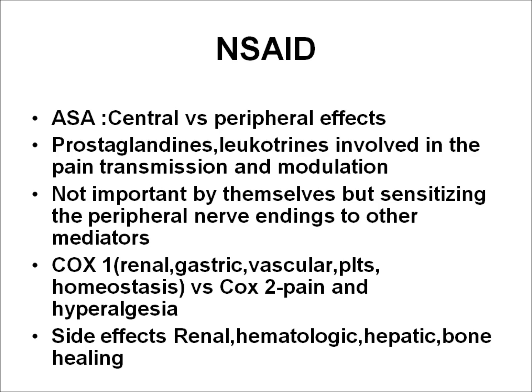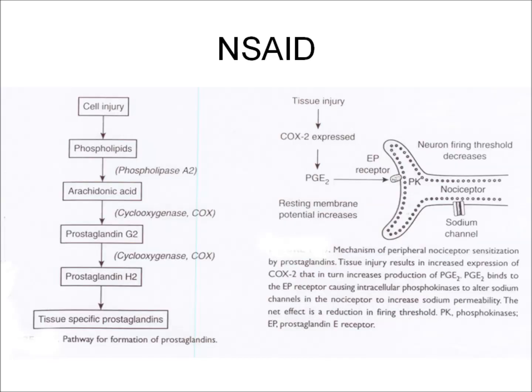We know that there are two types of receptors, the COX-1 and the COX-2 receptors. Most NSAIDs affect both COX-1 and COX-2 receptors. We do have some newer COX-2 drugs which do, however, have a small amount of COX-1 effect. This slide shows the pathway to formation of tissue-specific prostaglandins. Important in this slide is to notice where COX works. Hence, the COX inhibitors would be working at these points in the pathway.